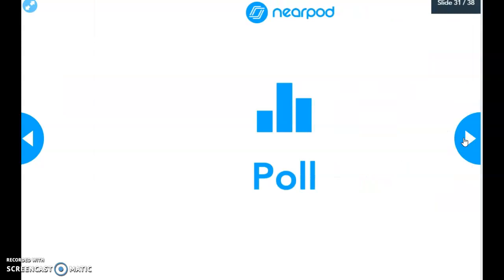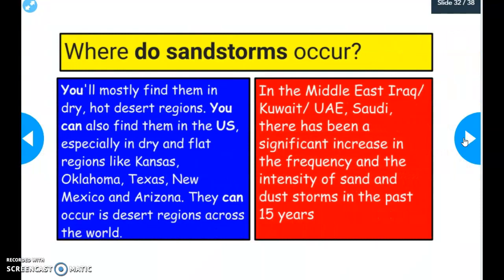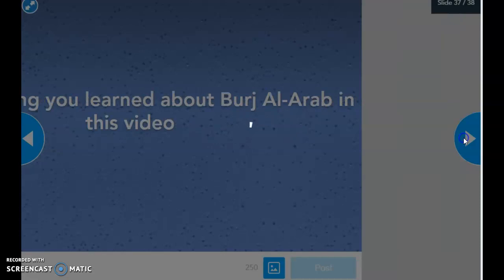Here we are going to see where sandstorms occur. Basically, in the Middle East, in Iraq, Kuwait, UAE, and Saudi Arabia. We will be watching videos about this and you will be taking notes.